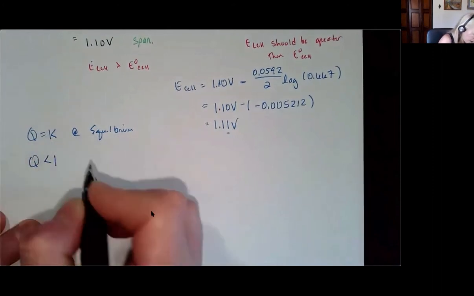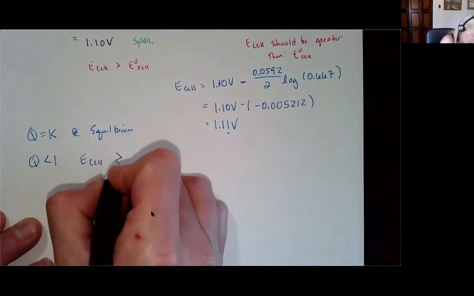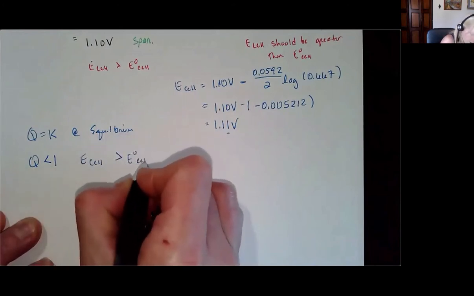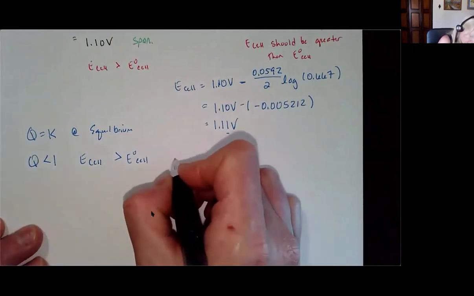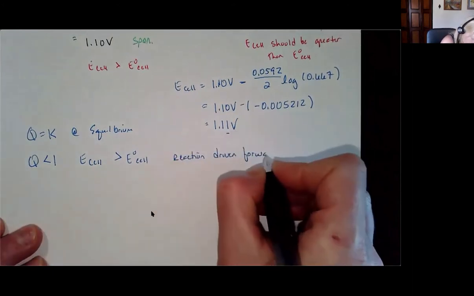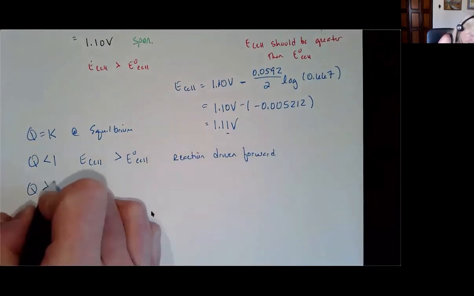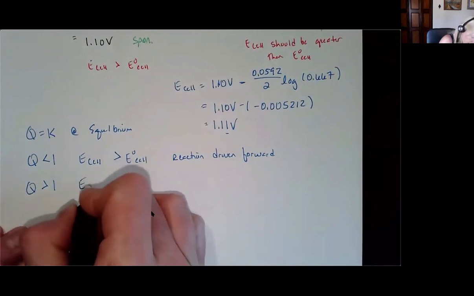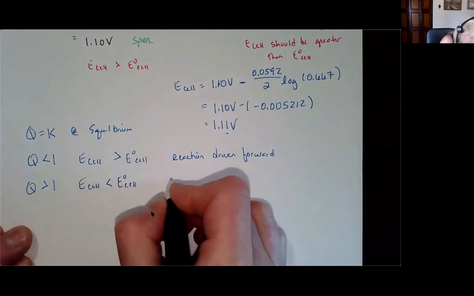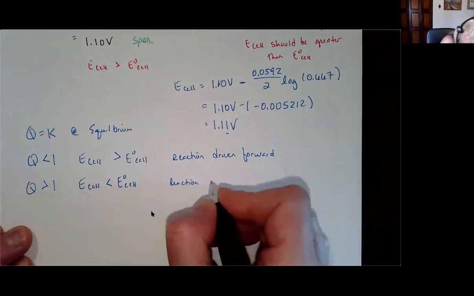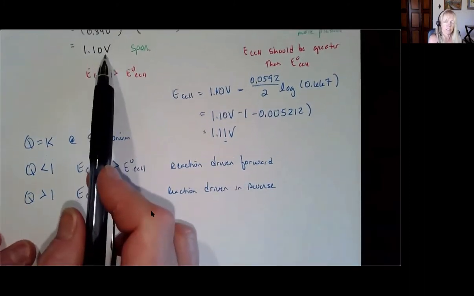If Q is less than 1, then your cell potential is going to be greater than your standard cell potential. So that reaction is going to be driven forward toward products more than you would anticipate. If Q is greater than 1, then that means your E cell is going to be less than your standard E cell, and your reaction is going to be driven in reverse. And so you're going to have less of a standard cell potential here.